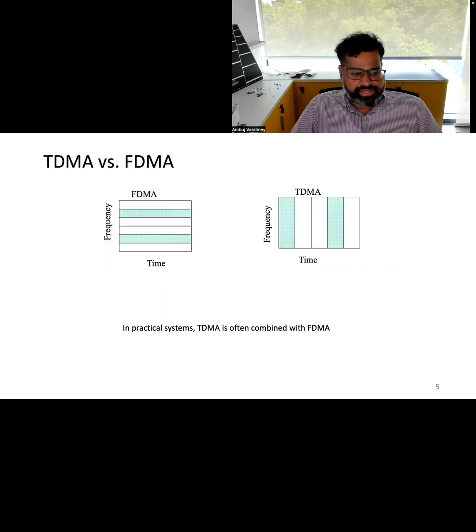While TDMA and FDMA have this separation, and some of the earlier systems were exclusively operating on either TDMA or FDMA, what we find is that in practical systems, TDMA is often combined together with FDMA to come up with a sophisticated medium access control mechanism. And we are going to look at some of those in detail in the later part of the course.